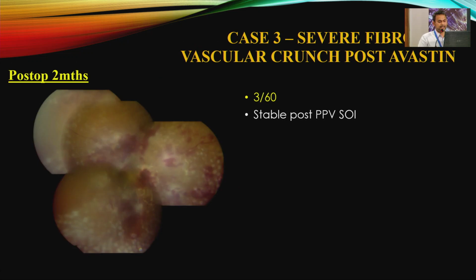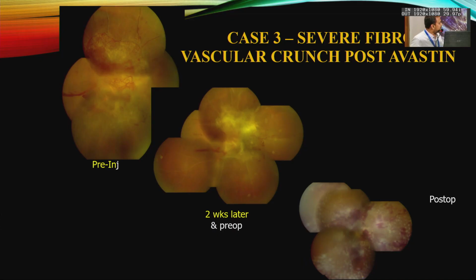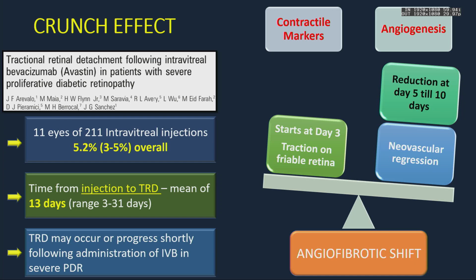We have a very fibrotic membrane, tractional retinal detachment, and vision has dropped to hand movements. And after vitrectomy and the timeline, after 2 weeks, what happens in a PDR situation? You have to be very careful in giving anti-VEGF therapy for PDR, because this crunch effect takes 2 weeks to form the tractional retinal detachment, and it happens in around 5% of the patients with PDR.